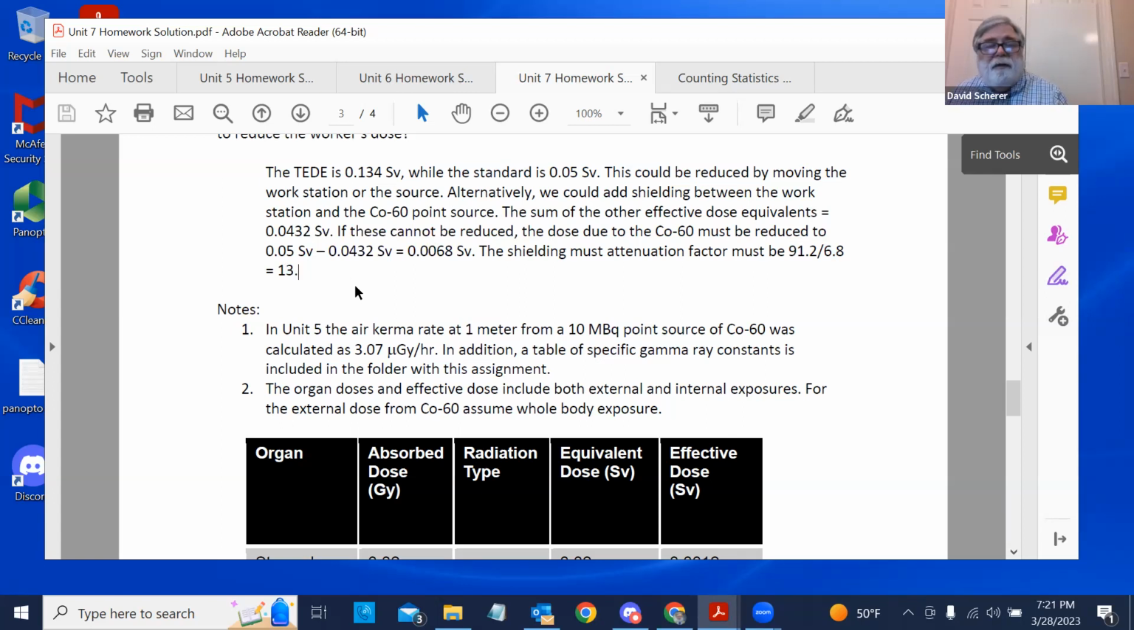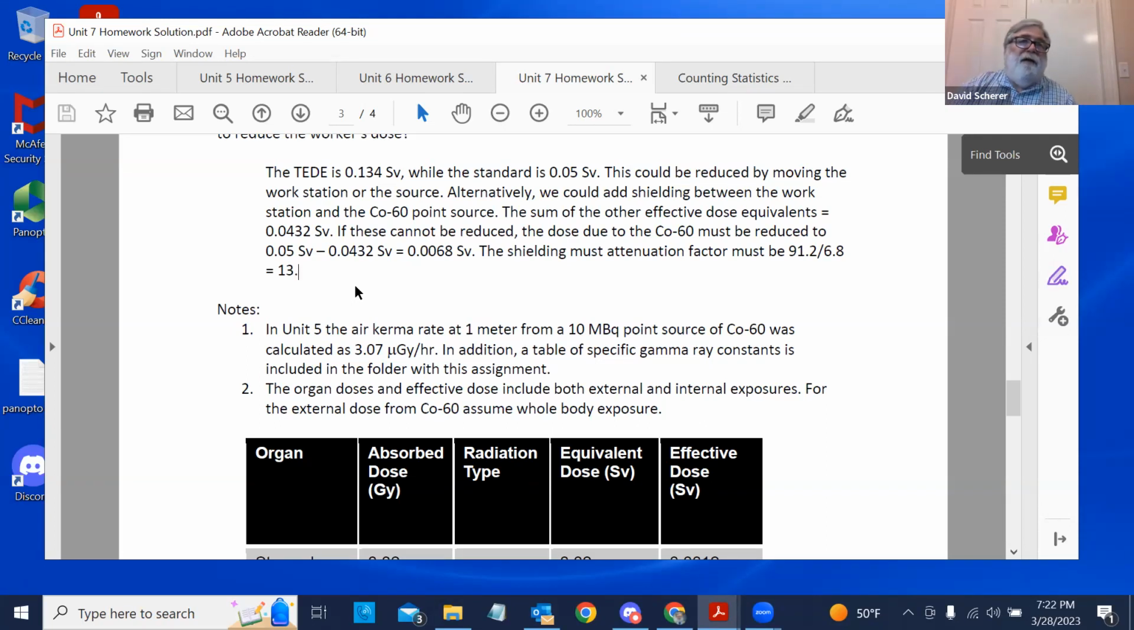So if I were going to add shielding, I'd add a tenth value layer of whatever material. We're going to get into external exposure reduction in the next lecture, but just as a preview of that, that's why I didn't calculate it all here. It's a coming thing. I would use a tenth value layer that reduces the radiation exposure by a tenth.